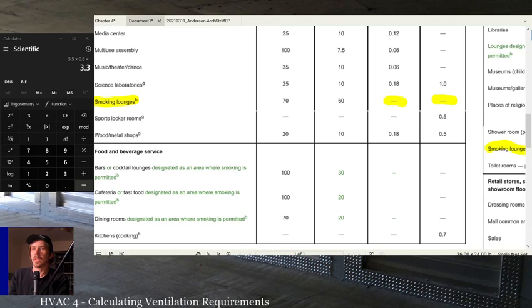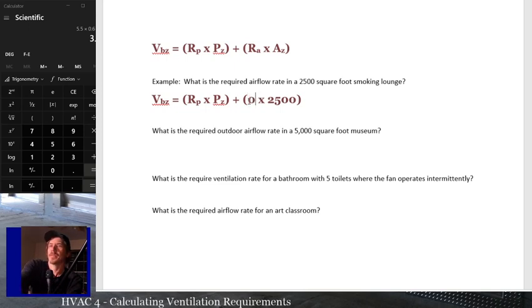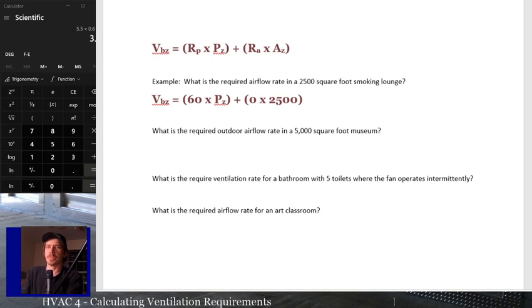So if we go back to our equation, the required rate for the area was 0. That was the third column, right? And there's nothing in the third column. So we have 0 times 2,500 right there. That'll be easy. The rate for people was 60, right? It was 60 CFM per person. Let's go back and look real quick, and make sure we have this right.